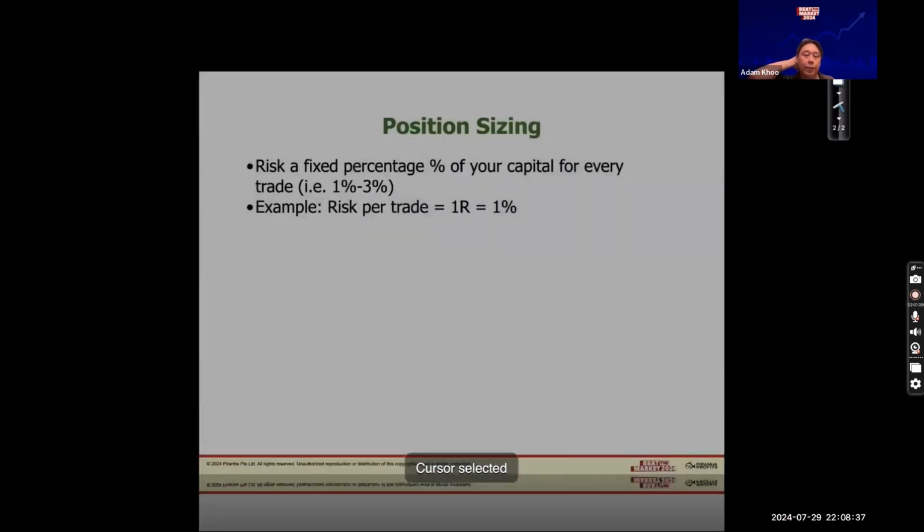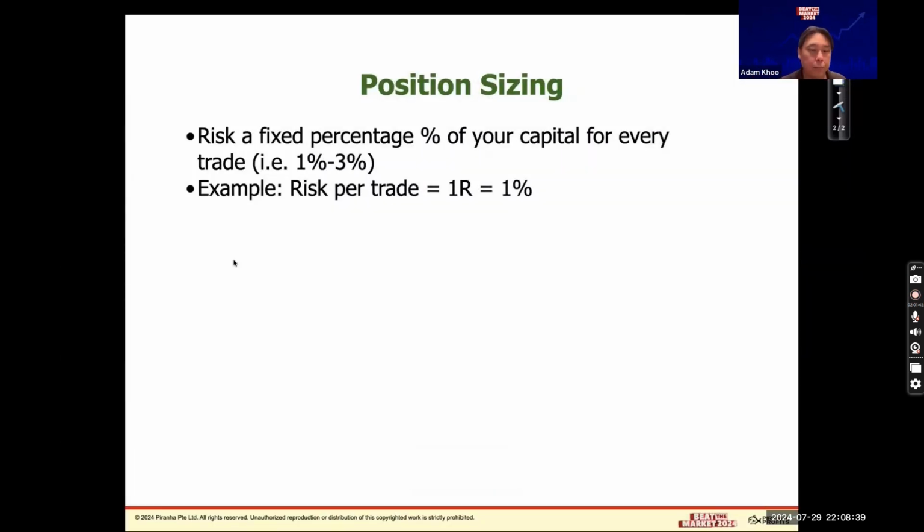Okay, so let me teach you some very important position sizing rules. Please write this down. This is critical, very, very important. Number 1, always risk a fixed percentage of your capital for every trade that you take. My suggestion is 1%. So please don't do this. Don't say, oh, this trade I risk 1%, this trade I risk 3%, this trade I risk 2%.